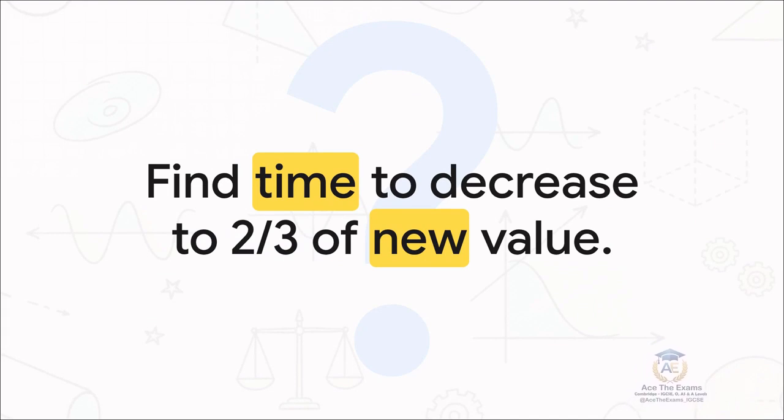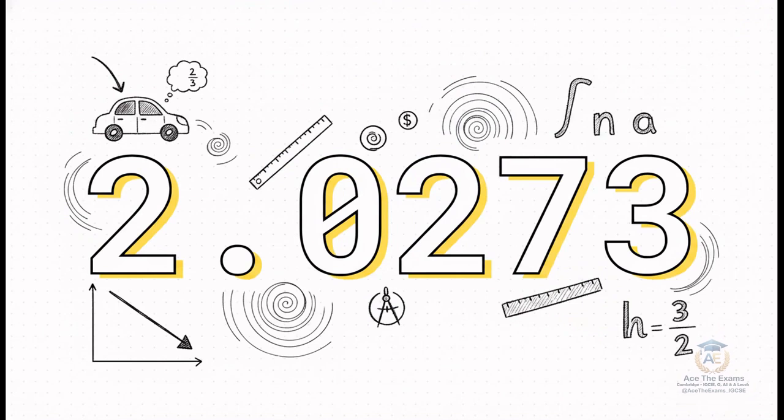We need to find when the car hits $8,000, which is 2/3 of 12,000. By setting the equation to 8,000 and dividing both sides by 12,000, we get the fraction 2/3 equals e to the power of negative 0.2t. From there, we just deploy our natural logarithms to isolate t. The final calculation reveals it takes just over 2 years, 2.0273 years to be exact, for that brand new car to drop to 2/3 of its original value.